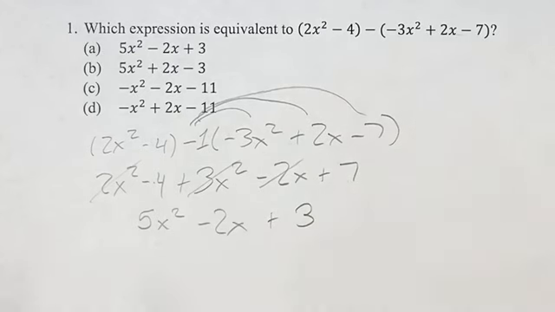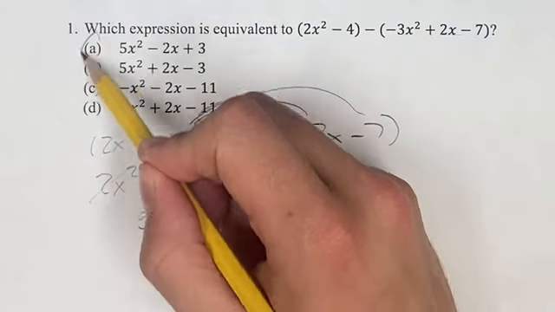So this expression is equivalent to 5x squared minus 2x plus 3, which means A is going to be your final answer.